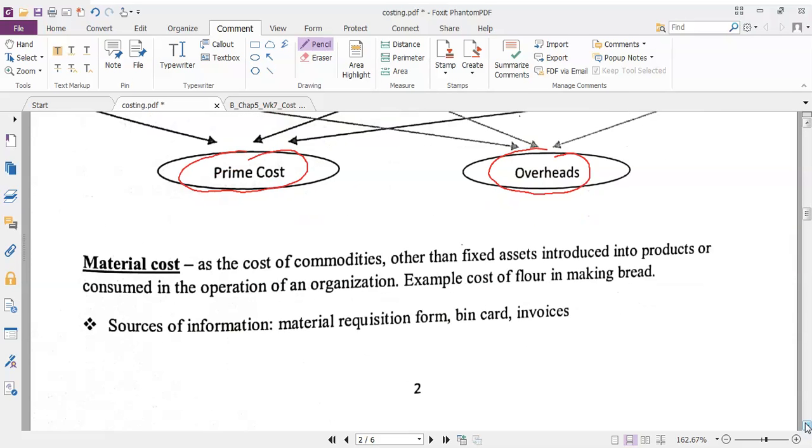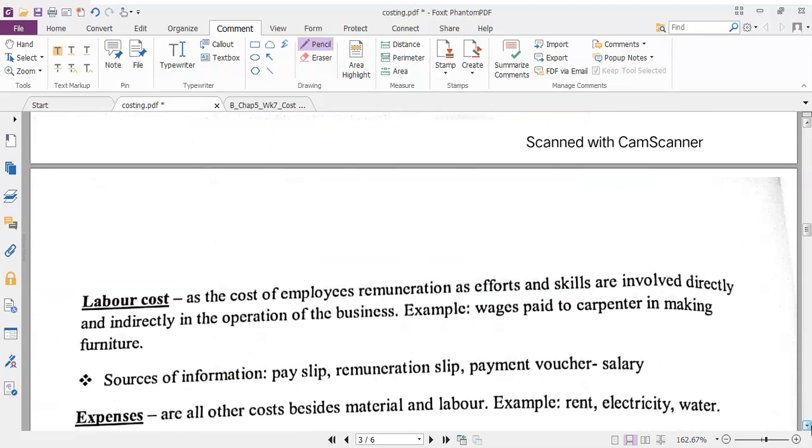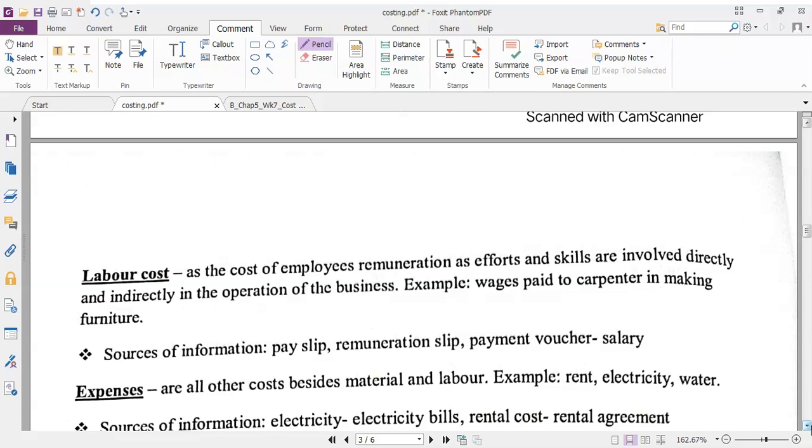Okay, cost of flour is a material cost. Material means that commodities ataupun barang mentah. Barang mentah yang kita kena keluarkan duit untuk beli in order for you to produce some product. Itu adalah material. Okay, the source of information, material requisition form, where that you will get the value of the material, bin card, and invoice book. That is the source of document.